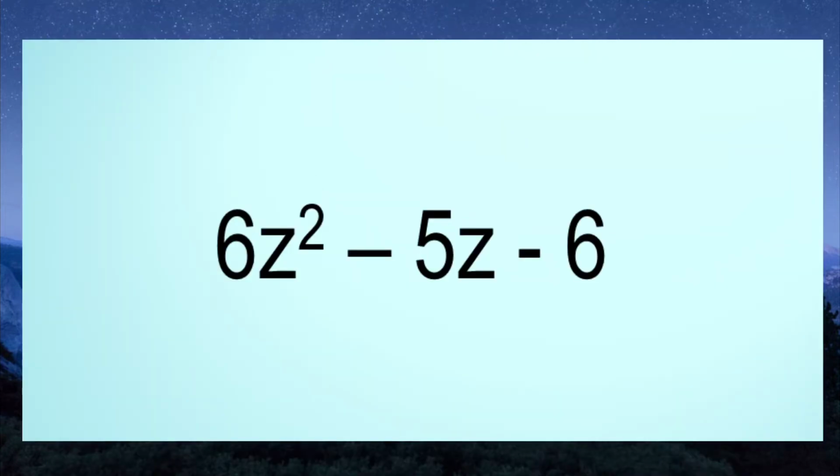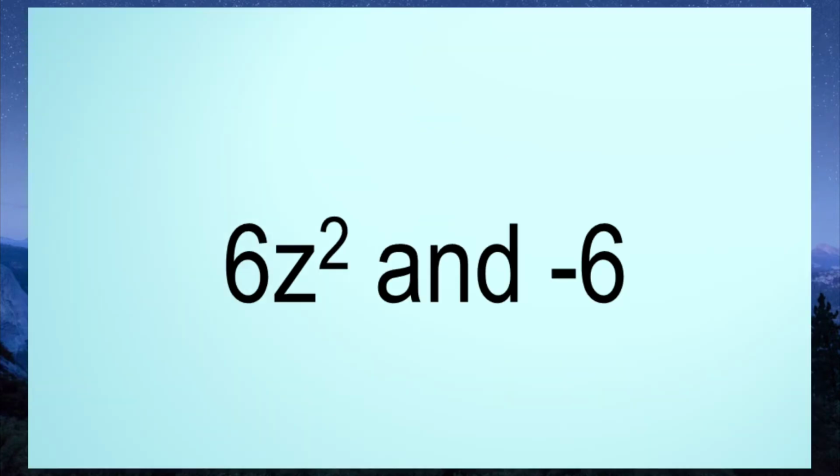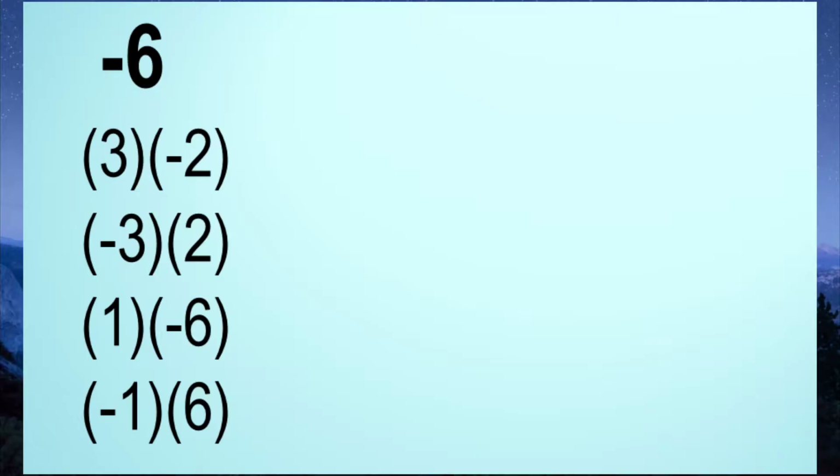In factoring trinomials, we can utilize trial and error. For example, 6z squared minus 5z minus 6. First, we should list all the factors of the first term and the last term. The factors of the first term are 3z and 2z, and 6z and z. The factors of the last term are 3 and negative 2, negative 3 and positive 2, 1 and negative 6, and negative 1 and positive 6.